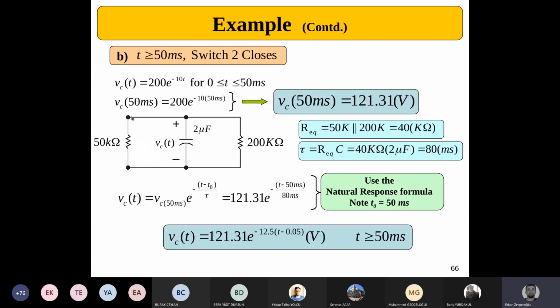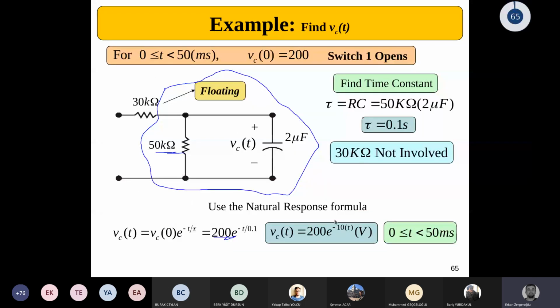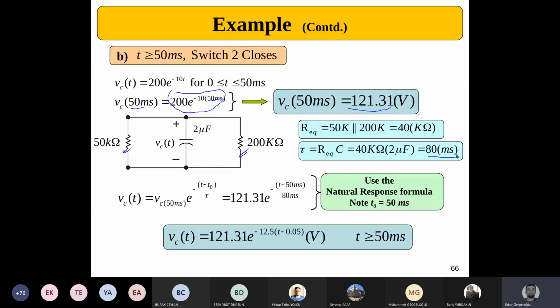If you calculate the initial value at 50 milliseconds for the second switching, the voltage is 121.35 volts. We just plug in 50 milliseconds here and calculate this using our calculator. The equivalent resistance for this circuit is this 50K parallel with the 200K. Before, our time constant was 0.1 seconds. It's now 80 milliseconds.